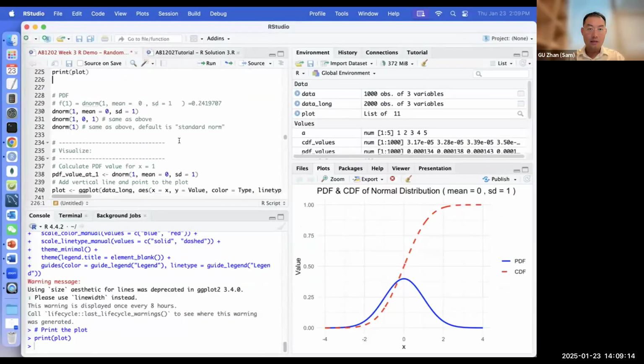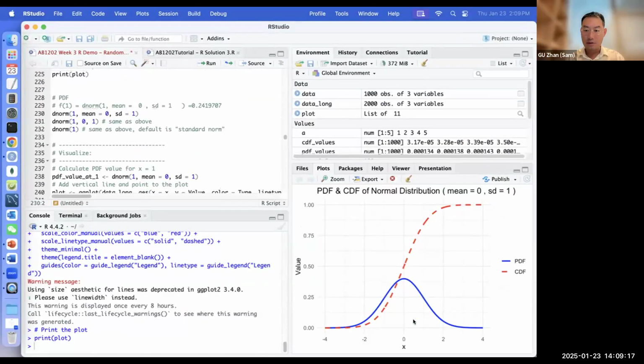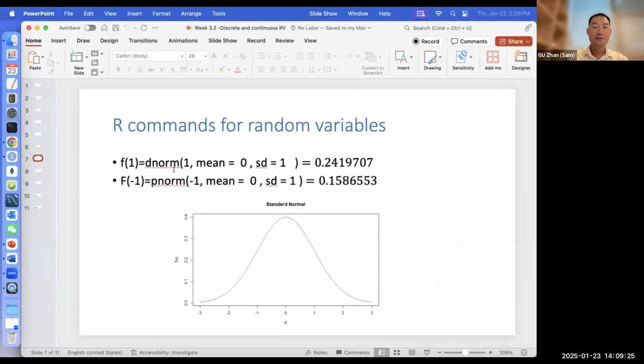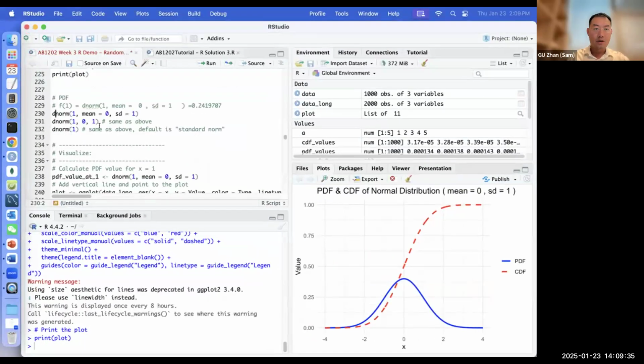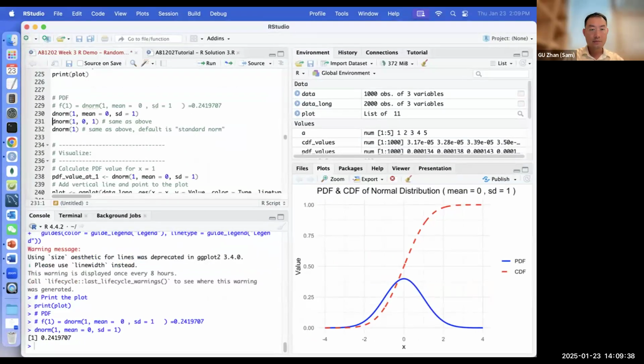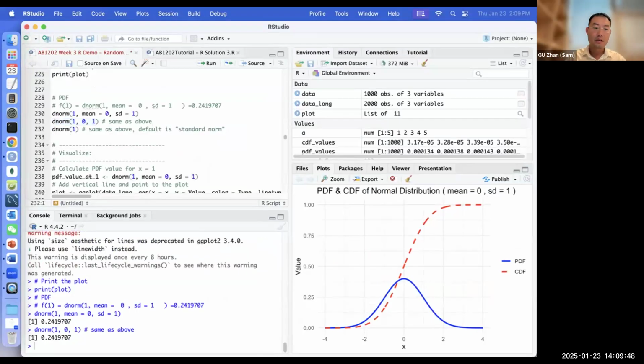Okay, next, let's look at x equal to 1. We are going to calculate this f1. f1 is dnorm, the probability density function at 1. dnorm with x equal to 1, mean 0, standard deviation 1. If you use dnorm(1, 0, 1), you get the same value as above. If you use just dnorm(1), it is also the same as above.